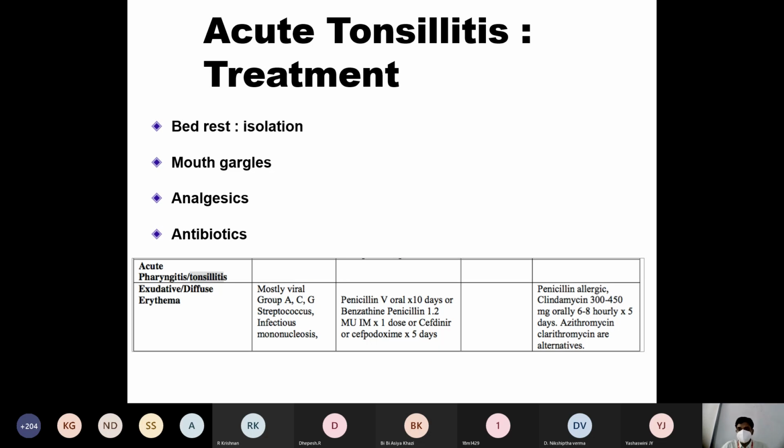Okay, Nishanti says fluid intake. Yes, fluid intake is important because there is odynophagia. Sometimes the patient goes into dehydration if they don't eat and drink well. So you have to maintain hydration by giving adequate amount of fluids.